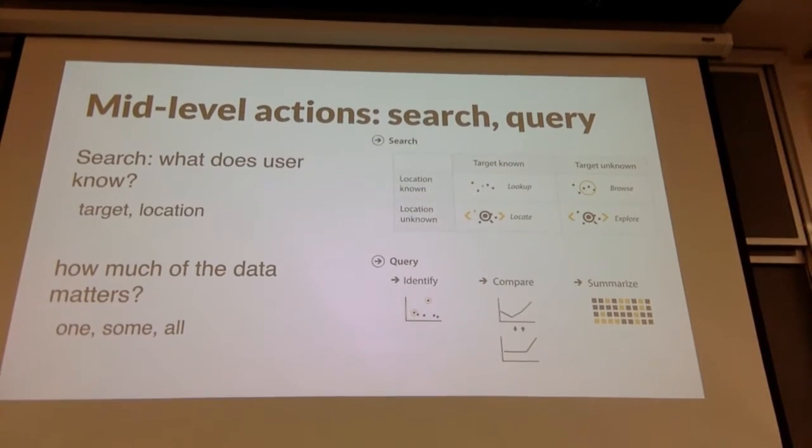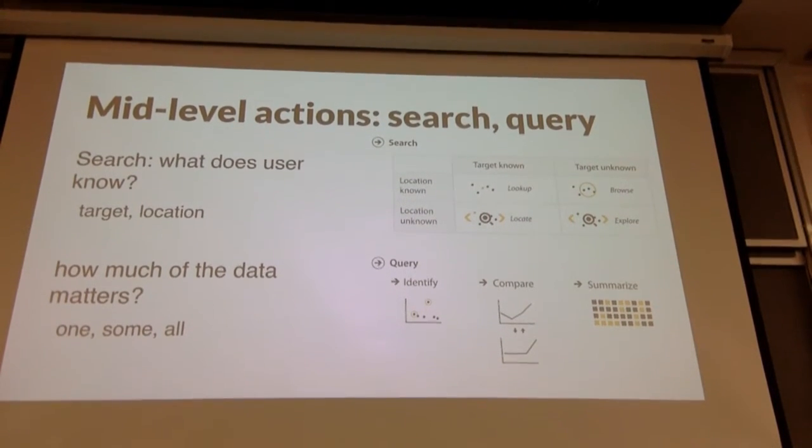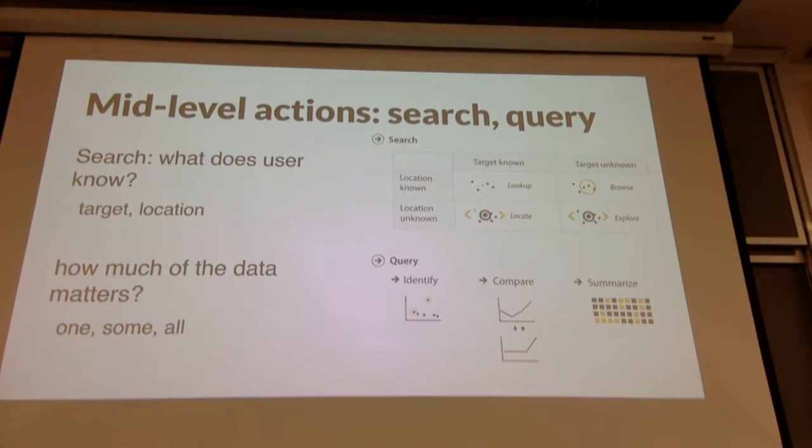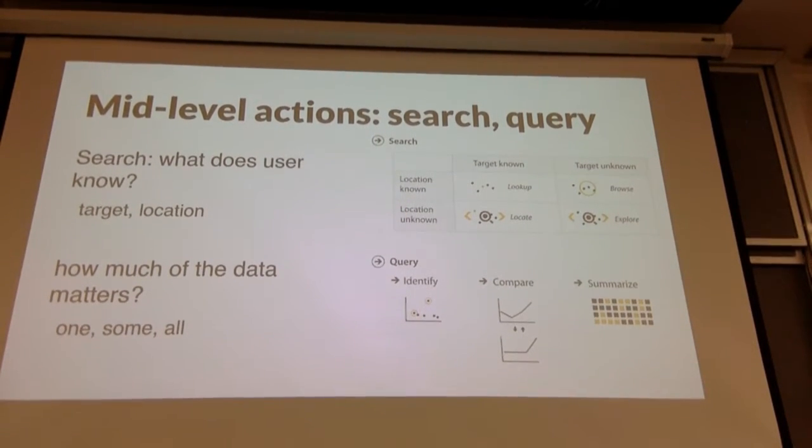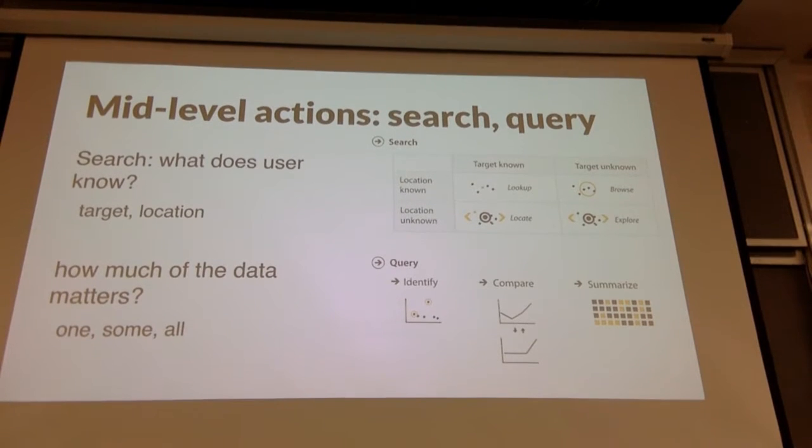Mid-level actions are what you would usually think about as tasks. So for example, for search, it depends on what the user knows. For example, if we know the target or if we know the location. If we know the target and the location of an item, we can just look it up. If we don't know the target, but know roughly the location, we can browse to find it. If we know the target but don't know the location, it's about locating the item in the data set. And if we don't know the target and we don't know the location, then it's about exploring the data set.